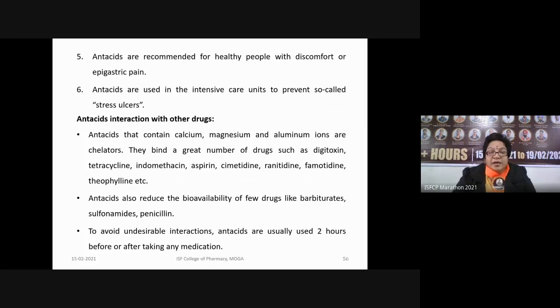Antacids that contain calcium, magnesium, aluminum ions are chelators. So they act as chelating agents. So they bind a great number of drugs like digitoxin, tetracycline, indomethacin, aspirin, cimetidine, ranitidine, famotidine, theophylline. So ये contradictory है तो इनको अवॉइड करना चाहिए, इकट्ठा नहीं ले सकते आप. Antacids also reduce the bioavailability of few drugs like barbiturates, सल्फोनामाइड्स और पेनिसिलिन. तो कुछ ड्रग्स के साथ भी ये इनकी बायोअवेलेबिलिटी को घटा देता है.